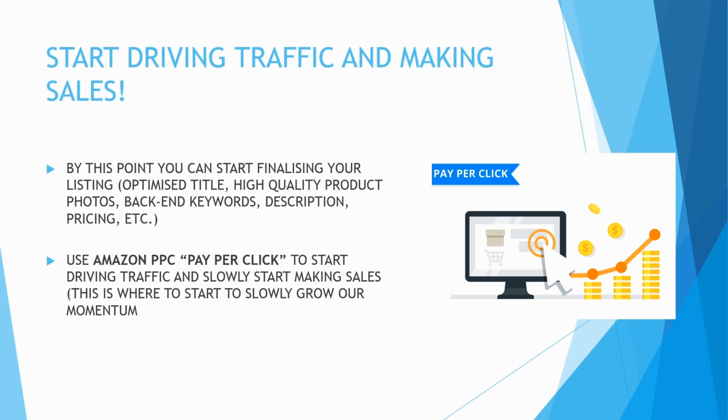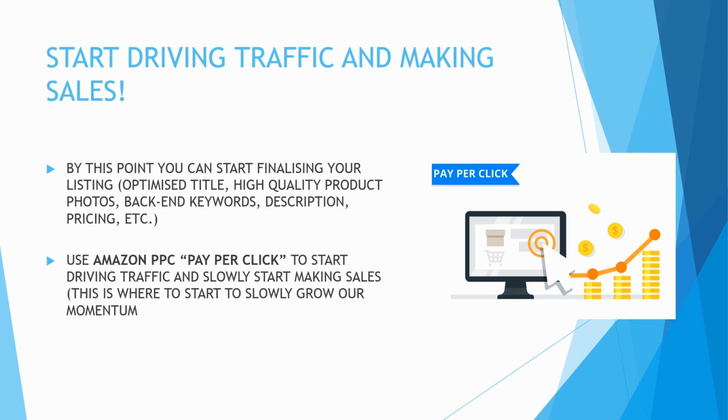From there, what you want to do is start advertising. The advertising we use is Amazon PPC, which is pay per click. What you're doing is bidding on certain keywords. So let's just say for our water flosser, we would bid for the keyword water flosser.